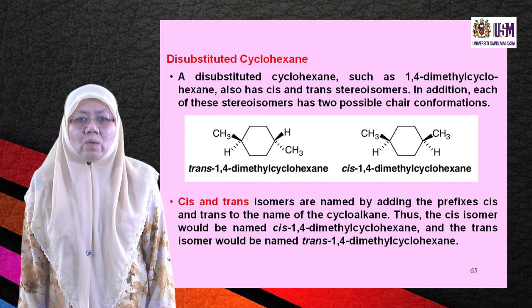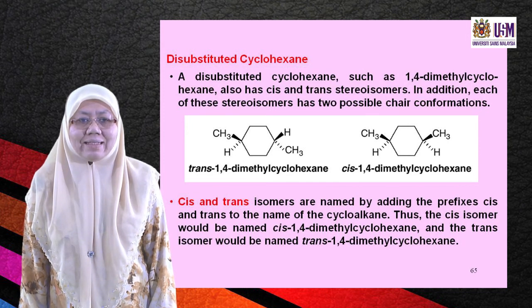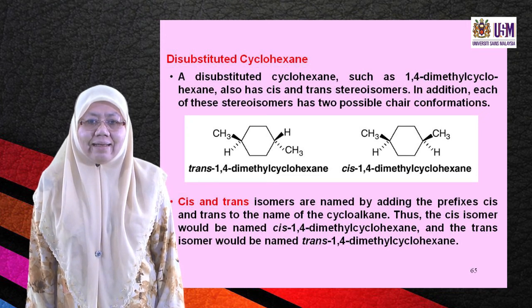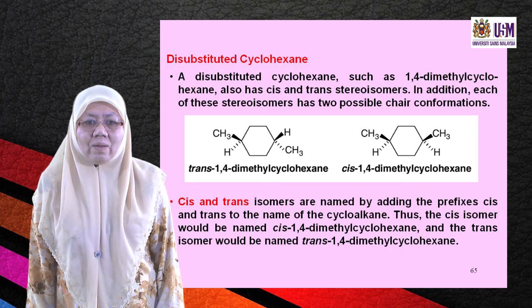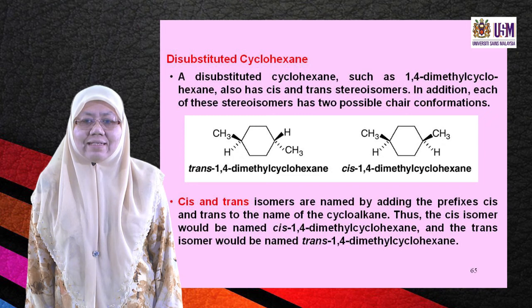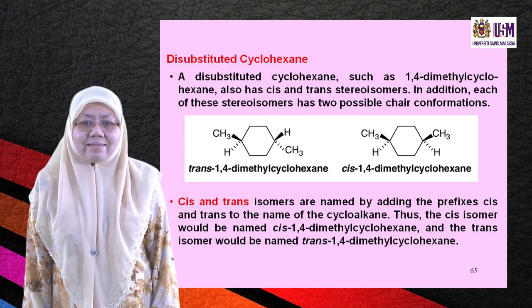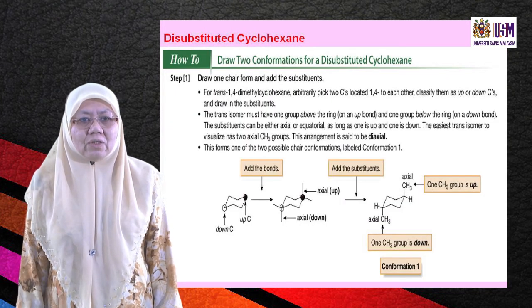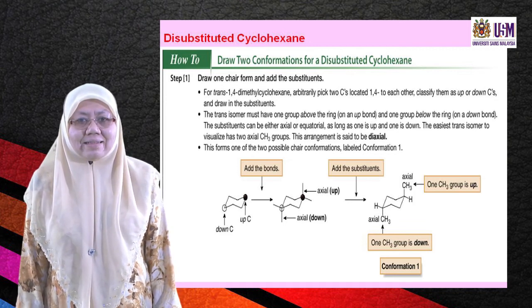A disubstituted cyclohexane such as 1,4 dimethyl cyclohexane also has cis and trans stereoisomers. In addition, each of the stereoisomers has two possible chair conformations: trans 1,4 dimethyl cyclohexane and cis 1,4 dimethyl cyclohexane. Cis and trans isomers are named by adding the prefixes cis and trans to the name of the cycloalkane. Thus, the cis isomer would be named cis 1,4 dimethyl cyclohexane and the trans isomer would be named trans 1,4 dimethyl cyclohexane. We are now going to see how to draw two conformations for a disubstituted cyclohexane.